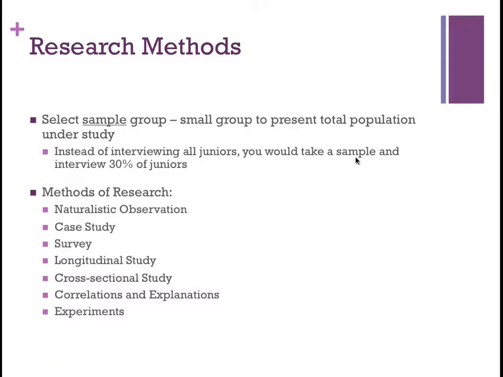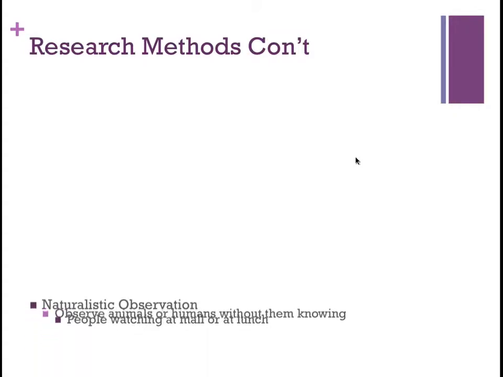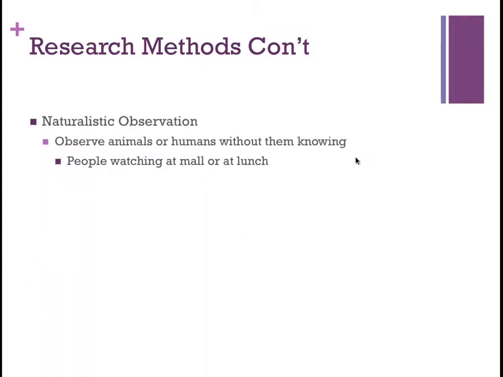Okay. After doing so, then you can look into your different methods of research. Okay. Depending on what you want to achieve, you might do one over the other. So those are your examples. So a naturalistic observation, a case study, a survey, a longitudinal study, a cross-sectional study, correlation and explanations, and finally your experiments. So to begin with, the first one is your observation.